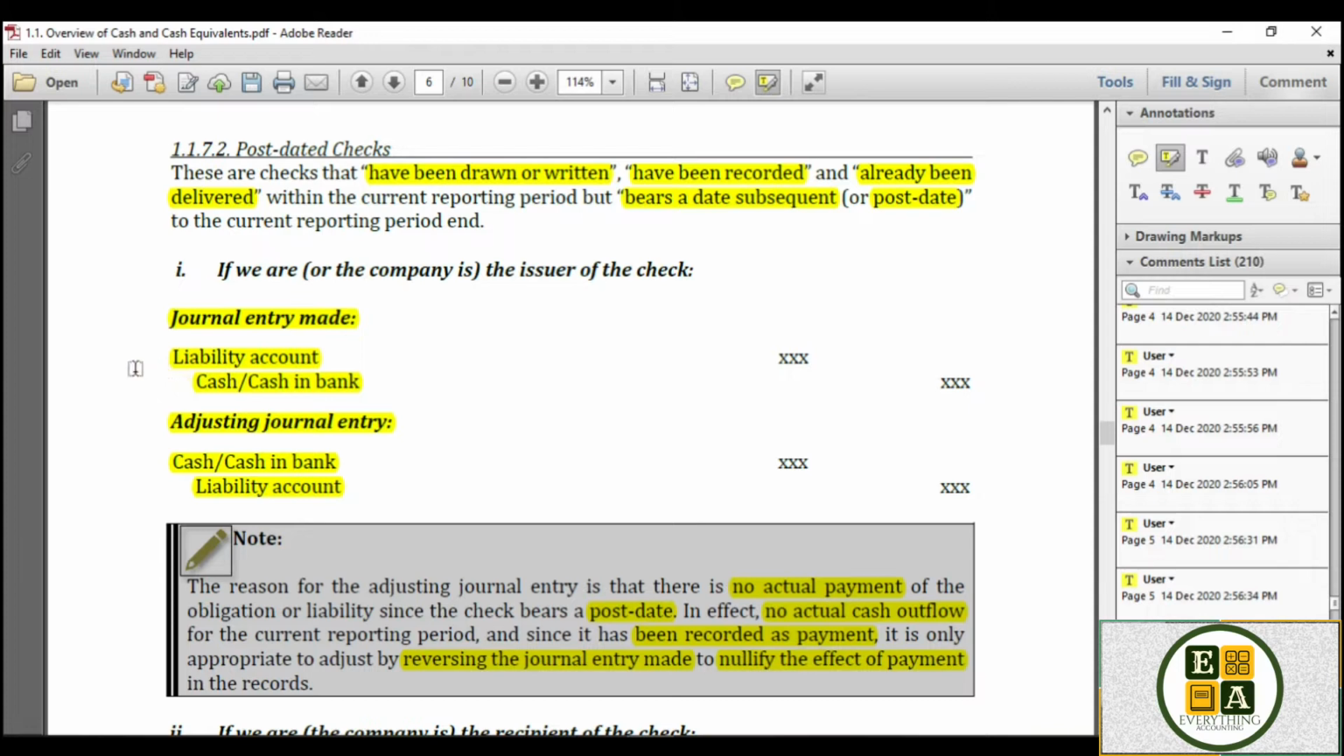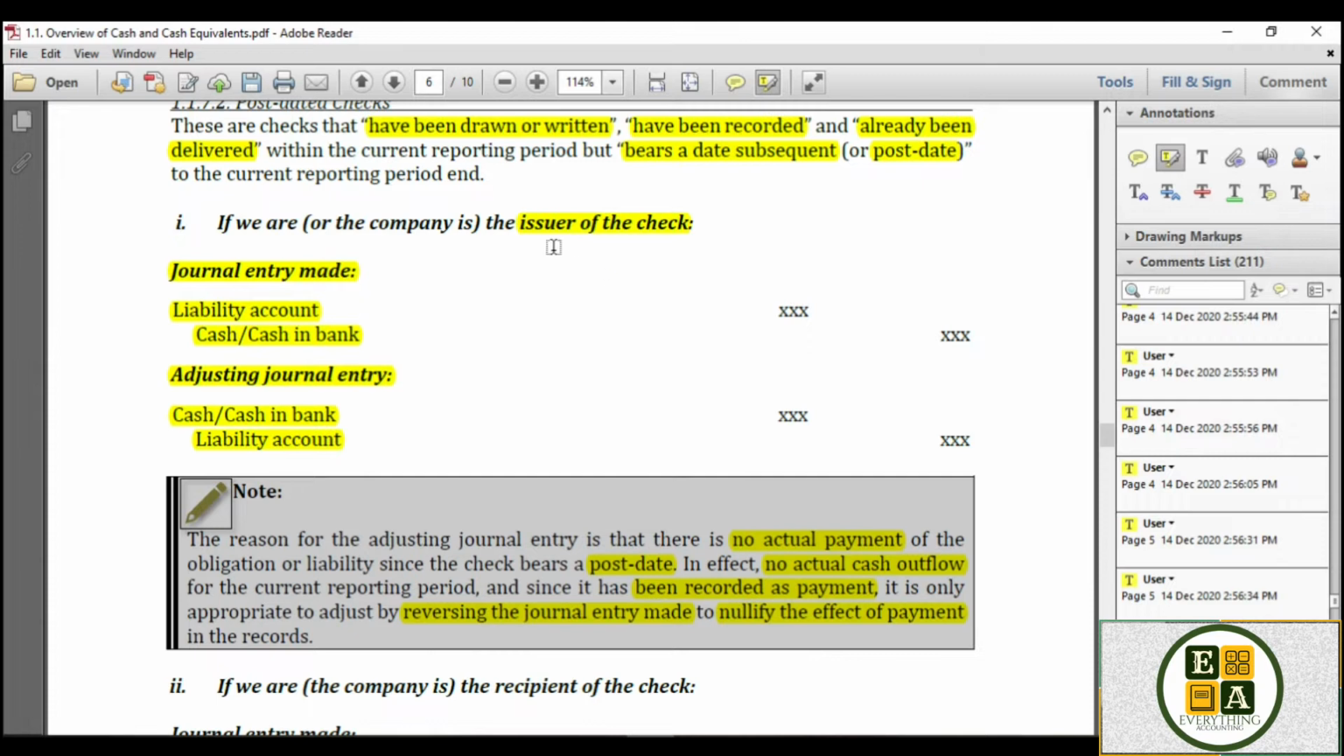Yung perspective natin kapag nagde-debit tayo ng liability account is we are the issuer of the check. Yan yung i-consider nyo. So, nakalimutan ko i-mention kanina, before we consider how to account for post-dated check, tignan mo muna kung sino ka dyan. Sino yung perspective mo. If you are the issuer or if you are the holder or the recipient of the check. Pag sinabing issuer, ikaw talaga yung nag-issue ng check, kasi ikaw yung may bayarin. Pero kapag ikaw yung recipient or yung holder, meaning ikaw yung naka-receive ng check, therefore, ikaw yung binayaran. Okay?